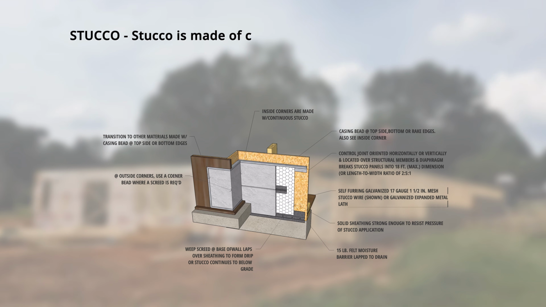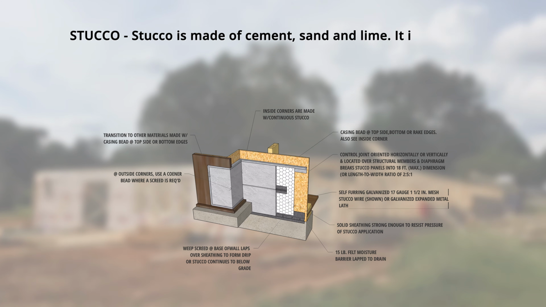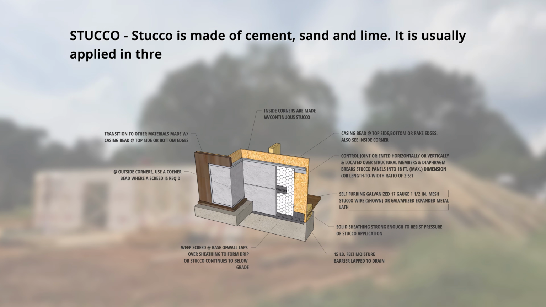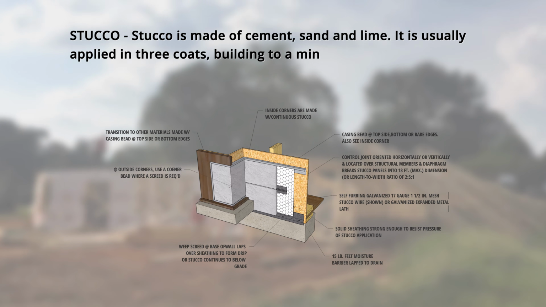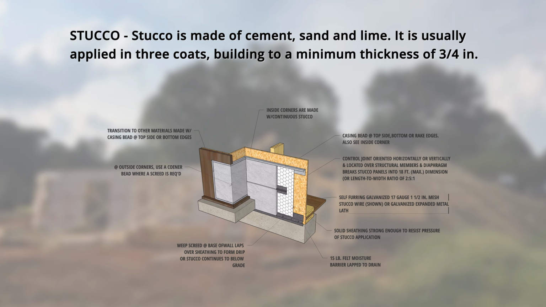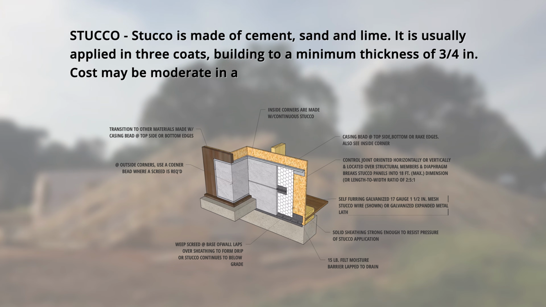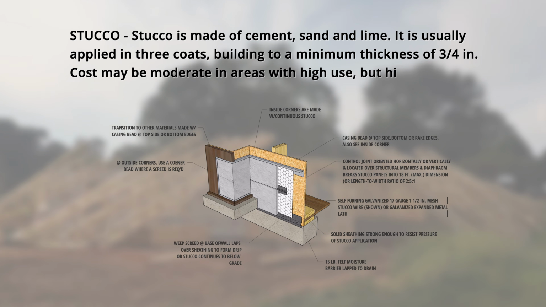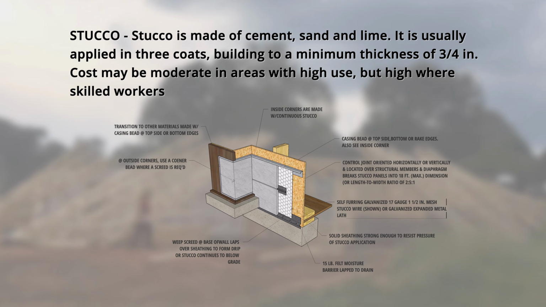Exterior finishes. Stucco. Stucco is made of cement, sand, and lime. It is usually applied in 3 coats, building to a minimum thickness of 3/4 inch. Cost may be moderate in areas with high use, but high where skilled workers are few. Let's look at this detailed illustration here.